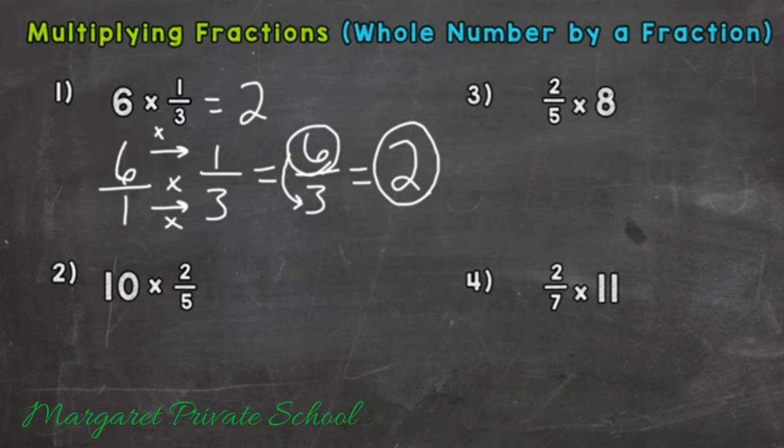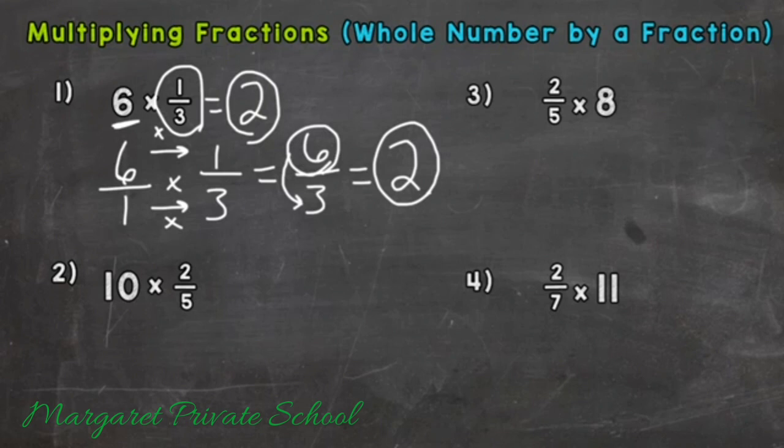Now let's take a look at how the answer relates to our original problem. So we started with 6 times 1/3, and we ended up with an answer of 2. Normally, when you multiply whole numbers, your answer is going to be greater than the numbers you started with. But since we multiplied by a fraction less than 1 whole, our answer actually got smaller in value than the 6 that we started with. So even though we multiplied, our answer got smaller because we multiplied by a number that was less than 1 whole.